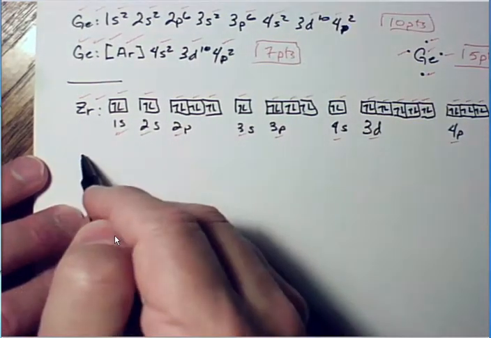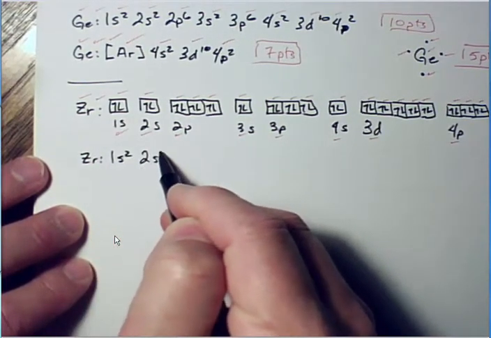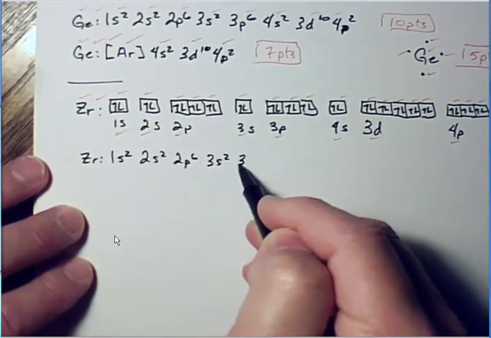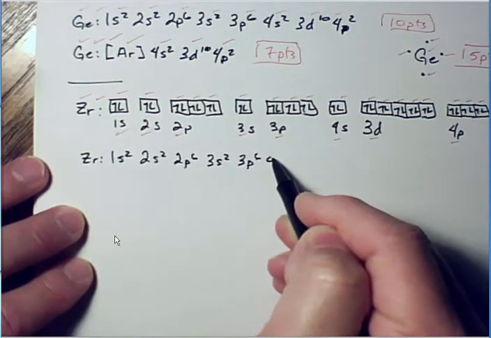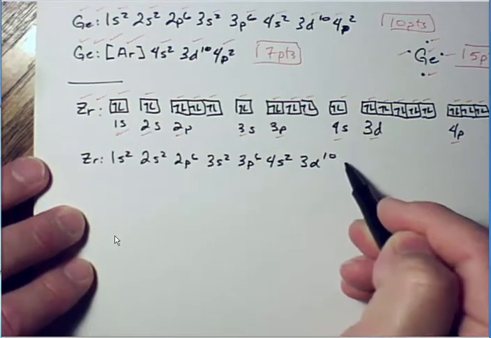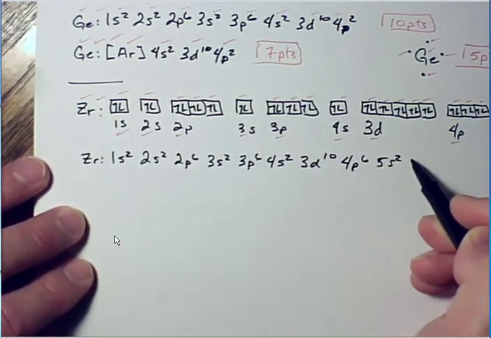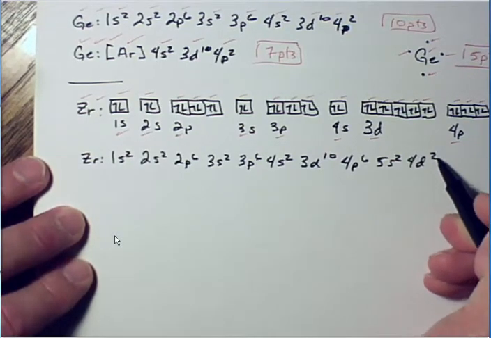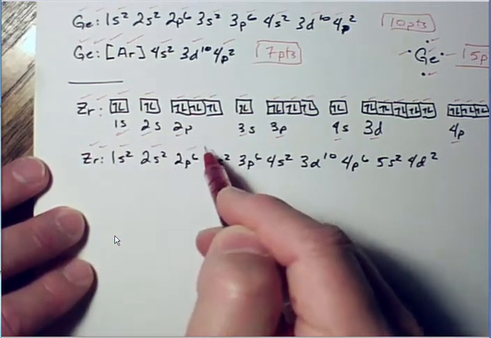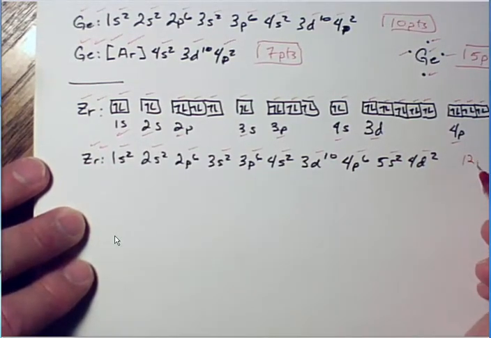And then we want the electron configuration, the full electron configuration. 1s2, 2s2, 2p6, 3s2, 3p6, 4s2, 3d10, 4p6, 5s2, and 4d2. Okay? 1, 2, 3, 4, 5, 6, 7, 8, 9, 10, 11, 12 points.